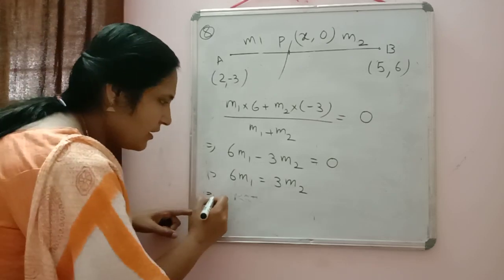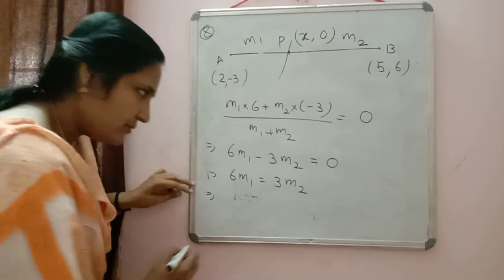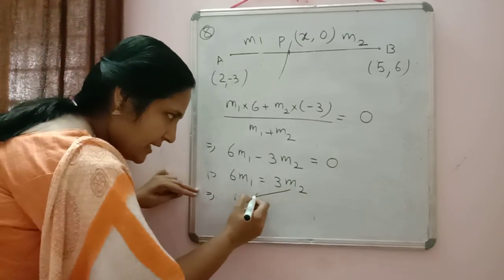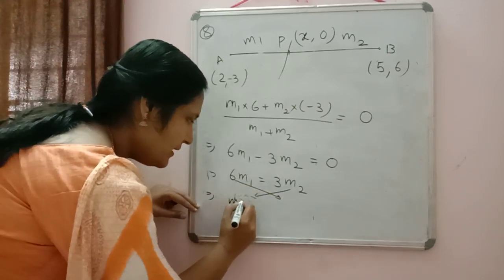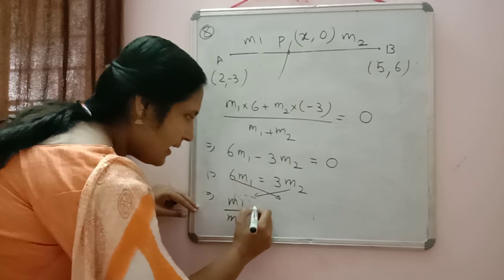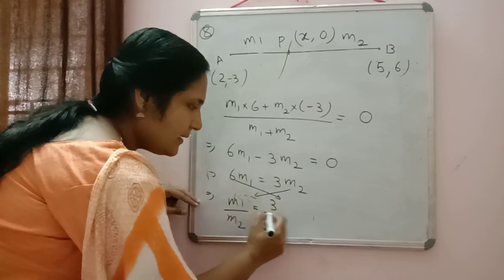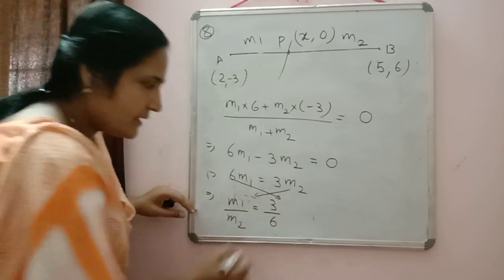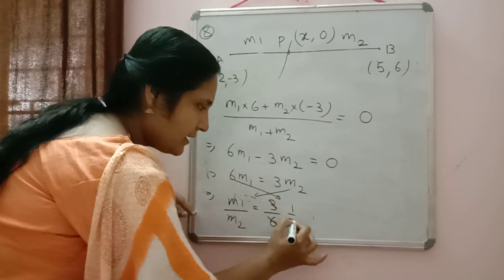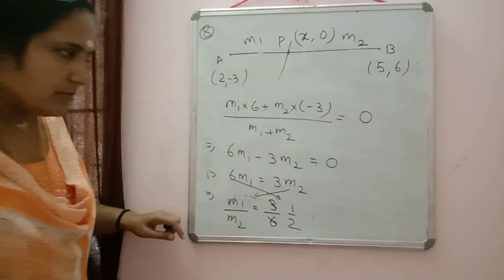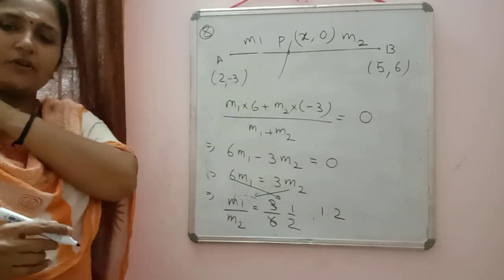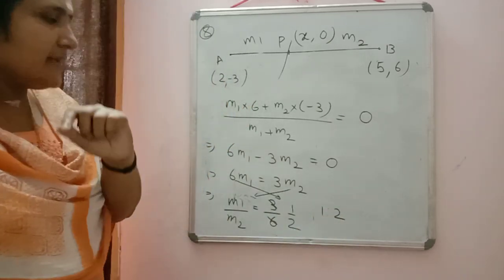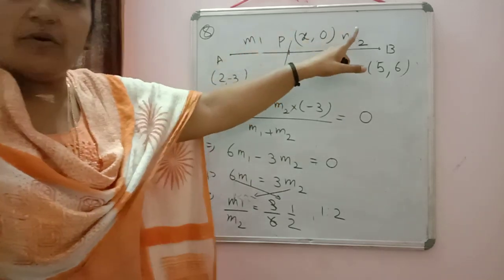We want the value of m1 is to m2. So I will shift m2 to the left hand side and 6 to the right hand side. So m1 by m2 is equal to 3 by 6, and 3 by 6 will be equal to 1 by 2. So what we are getting is the ratio 1 is to 2.